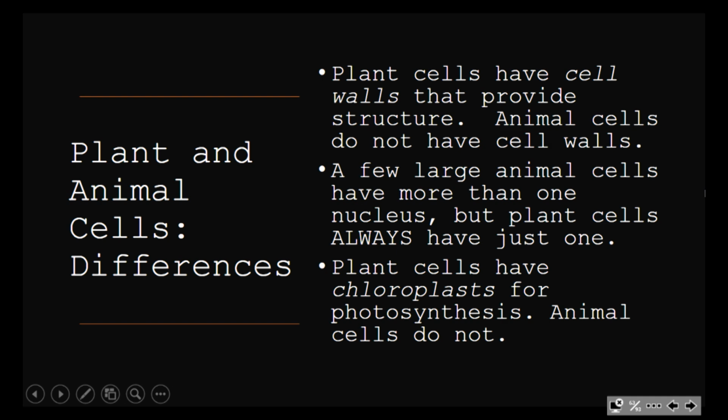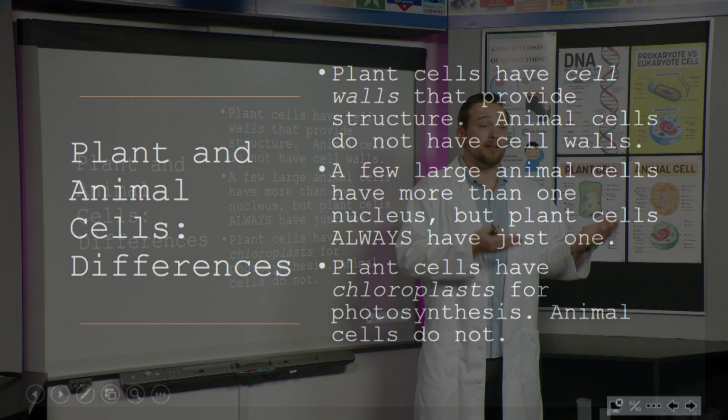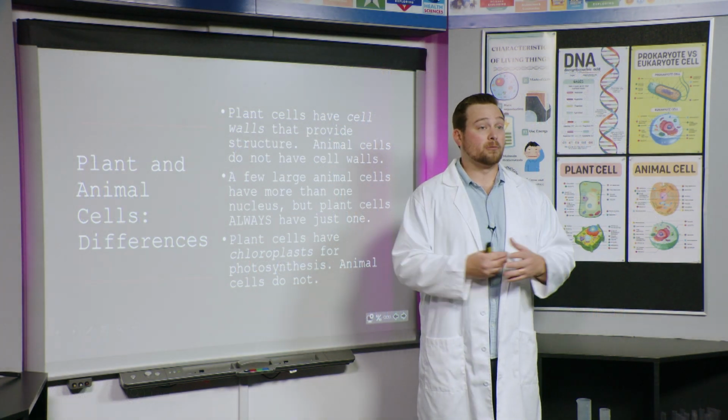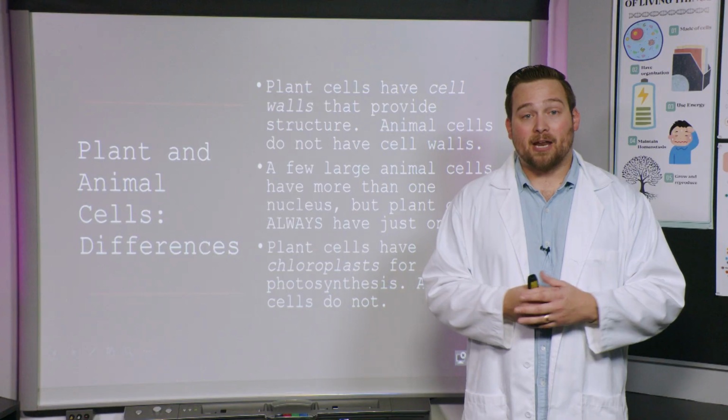Another difference between these two, a few large animal cells might have more than one nucleus. I mentioned last time your muscle cells will have multiple nuclei and multiple mitochondria, but plant cells always just have one. Another difference between plant and animal cells is that plant cells have chloroplasts, and chloroplasts are used for photosynthesis. If you break that word down, photosynthesis, photo means light and synthesis means to make. So what's going on here is that plants don't have to eat anything because they make their own food using light from the sun and water from the ground. So plant cells have chloroplasts and animal cells do not.